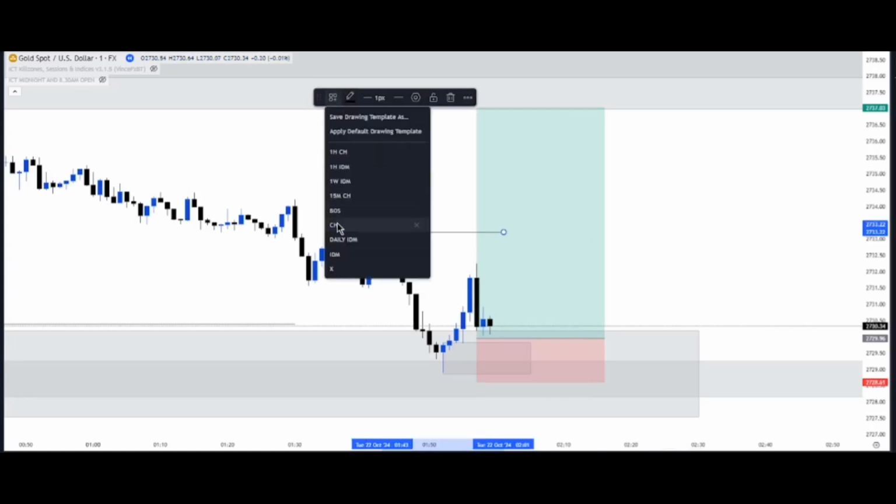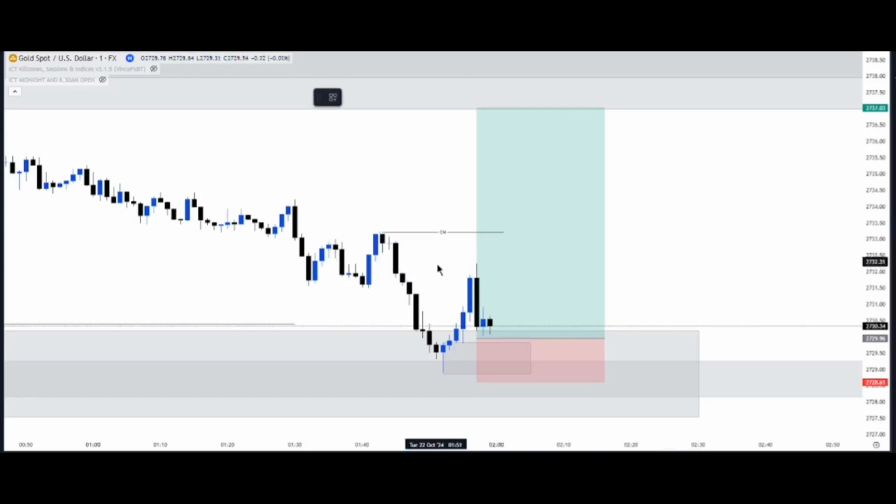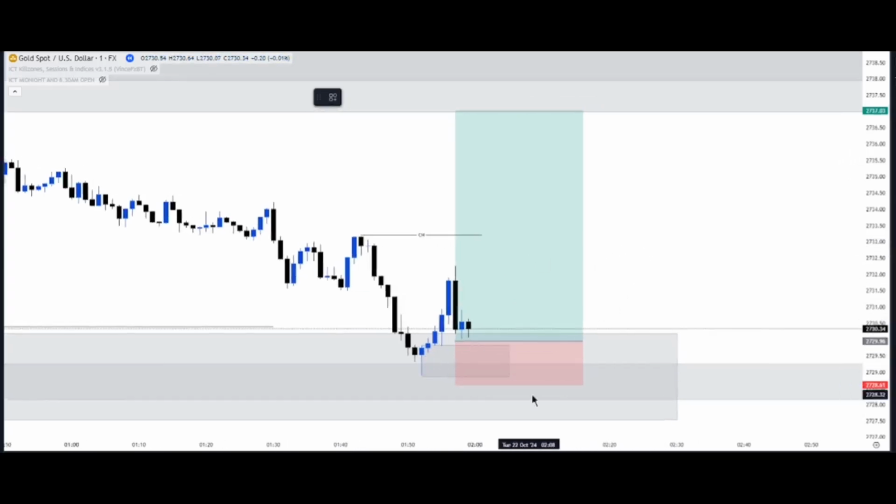Now, one more thing here. After change of character, do you actually need inducement? Yes, of course, you need inducement because price closed below this structure low here before printing this lower low. So you will need inducement if it takes out this chalk. But for this pattern here, which is called TNCP, we don't need anything. We just take our trade directly from there.